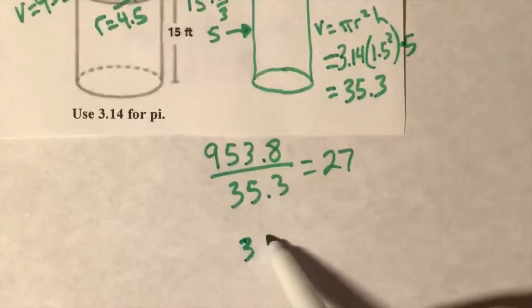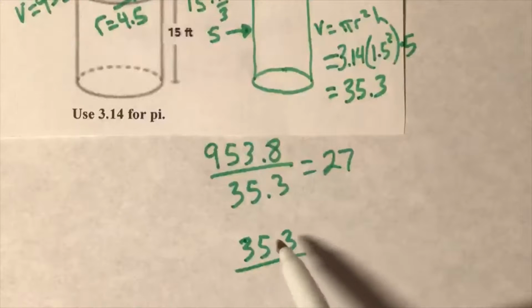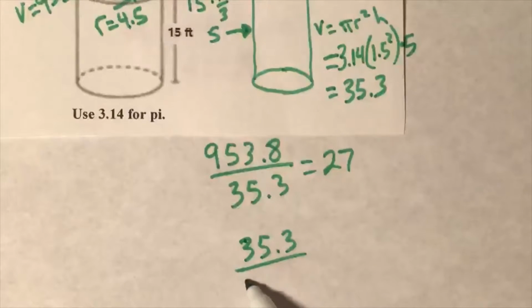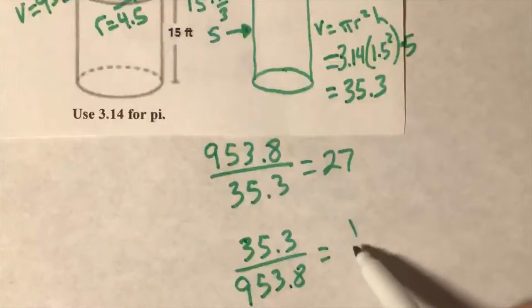953.8. So if you divided 35.3 by the larger one, the original one, you would get 1/27.